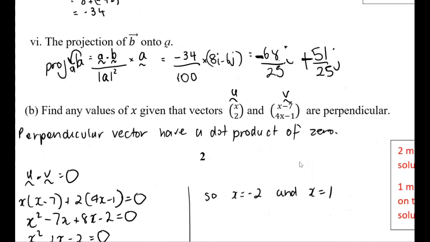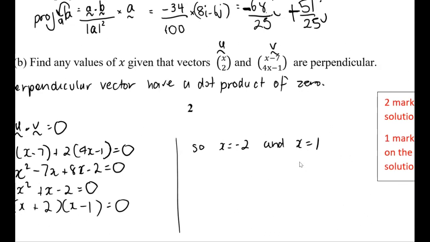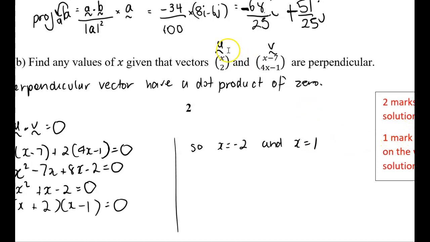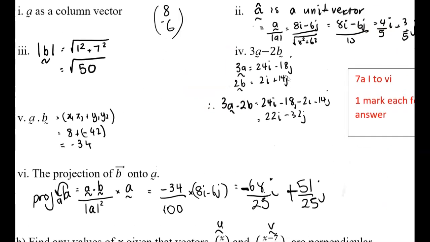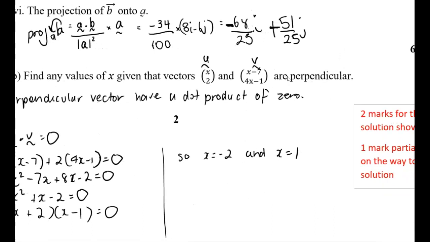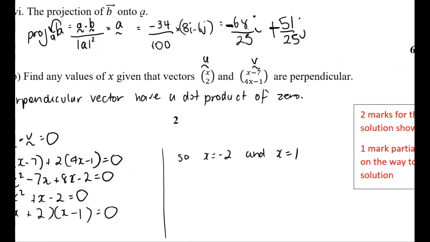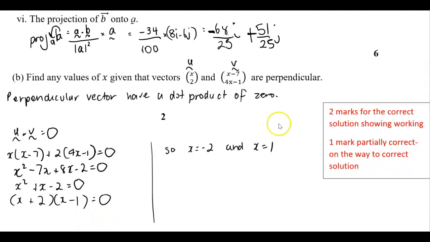Okay, part B. Find the values of x such that the two vectors u and v, given here, are perpendicular. Where previously everything was basically worth 1 mark, I wanted to have a look at the marking schedule here. Here you got 2 marks if you had your working shown and you got the correct answer, and 1 mark for a partially correct question in that case.